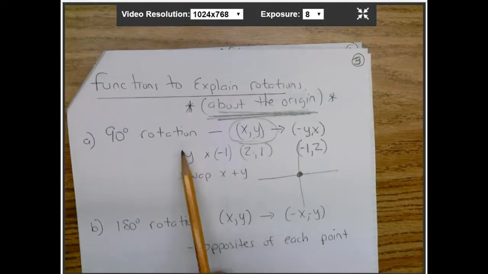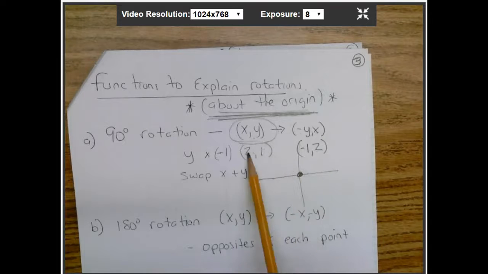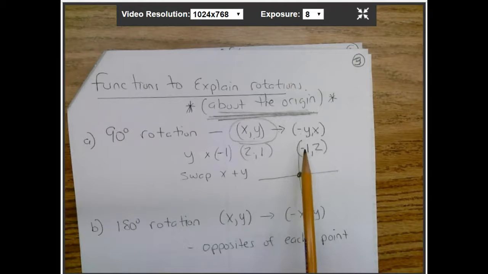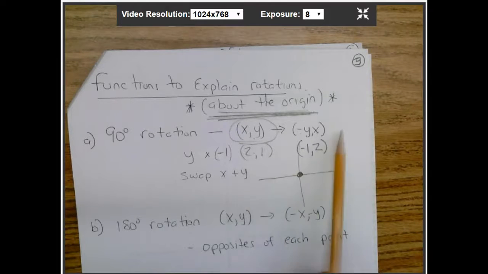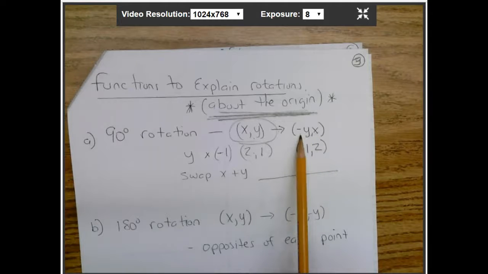So if we had this point, (2, 1), and we want to rotate it 90 degrees about the origin, you would just switch the points and multiply the new x point, which is the old y point, by negative 1.